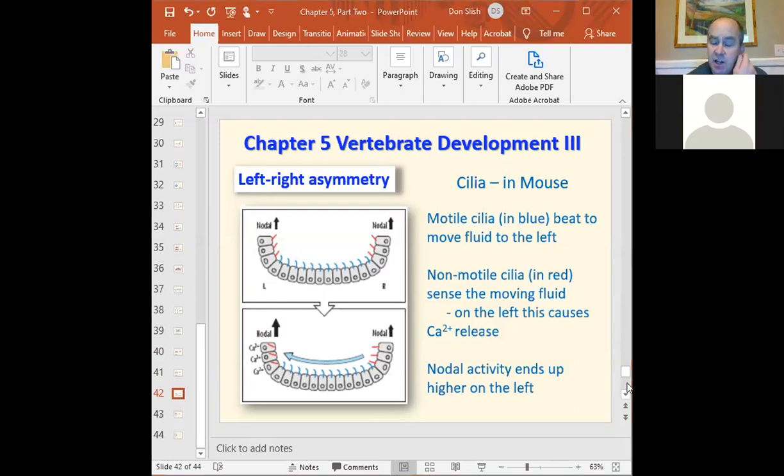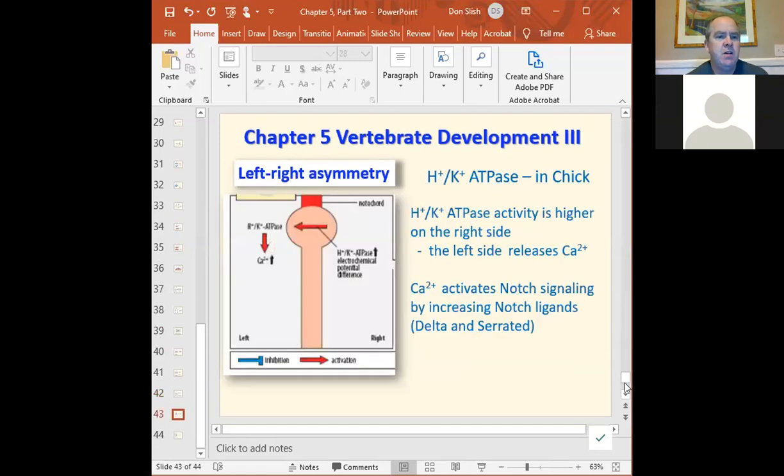Okay, but basically that's mouse, and mouse is pretty simple compared to chick. So the next one is chick. Here in chick, you've got hydrogen potassium ATPase in the node, and it's higher on one side than the other side. So you've got more hydrogen potassium ATPase on the right side, I believe. Yeah, and that makes an electric potential between right and left. Now, they haven't said why you get more hydrogen potassium ATPase on the right side. They just said you do. So we still don't know why there's left-right, basically.